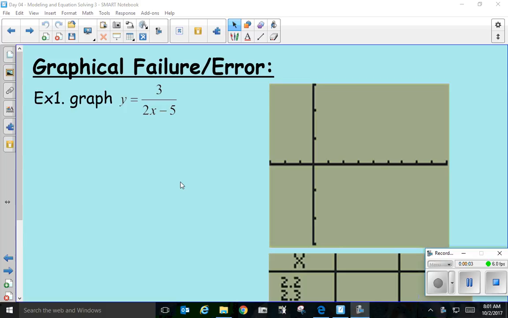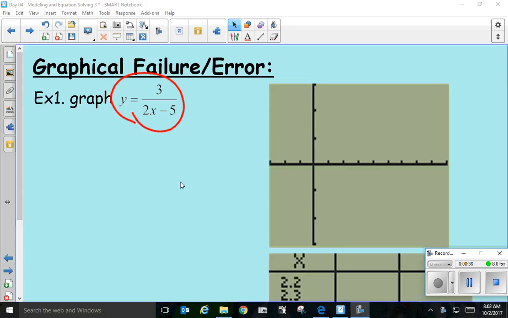Okay, we are on Unit 1, Day 4, and we are going to discuss graphical failure and error. Yes, these calculators you have are nice. They can do a lot for you, but every once in a while, things aren't quite what they seem with these calculators. For example, how about we graph this function right here: y equals 3 over 2x minus 5.